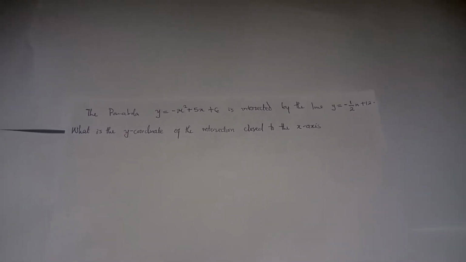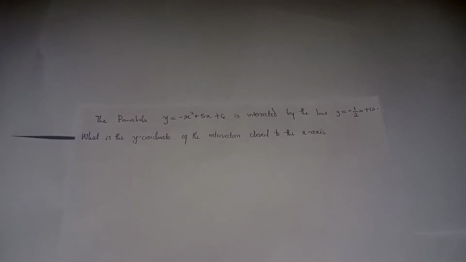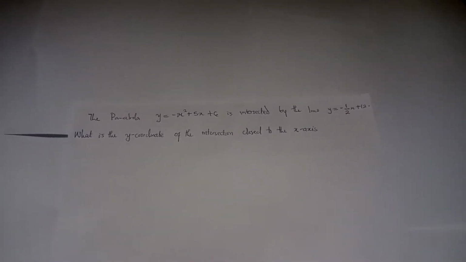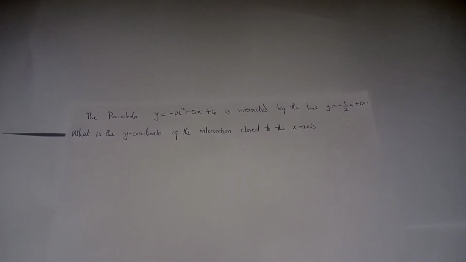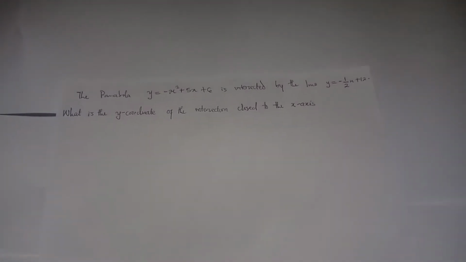Alright, the equation of the parabola y equals minus x squared plus 5x plus 6 is intersected by the line y equals minus 1 over 2 x plus 12. What is the y coordinate of the intersection close to the x-axis?